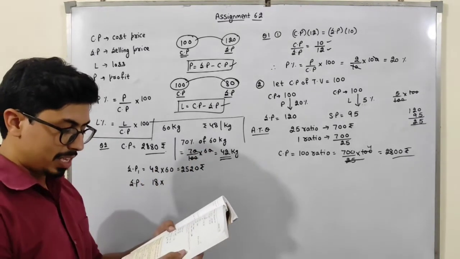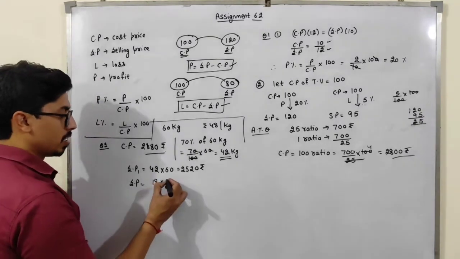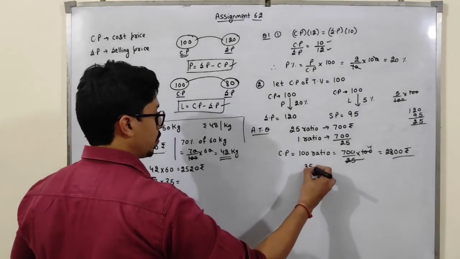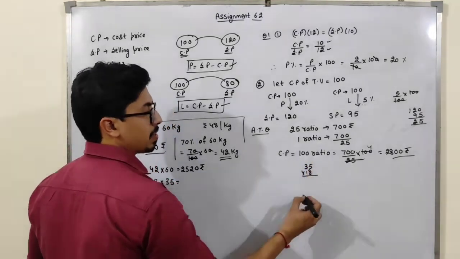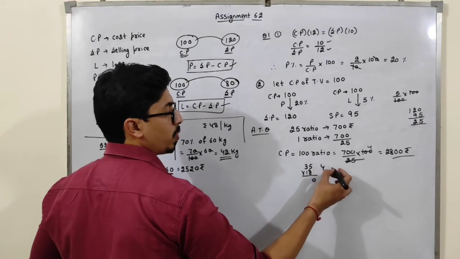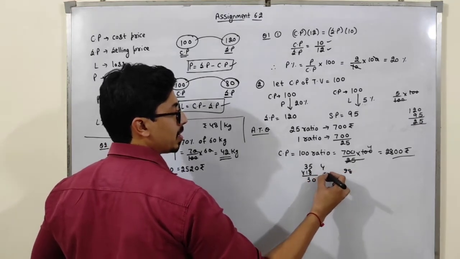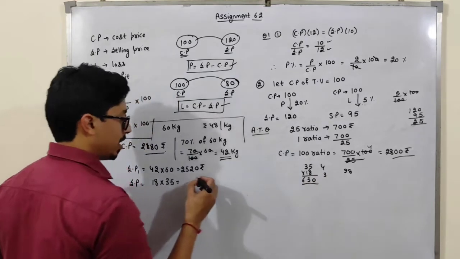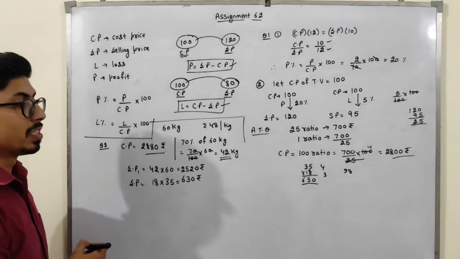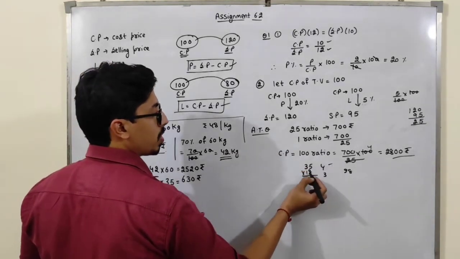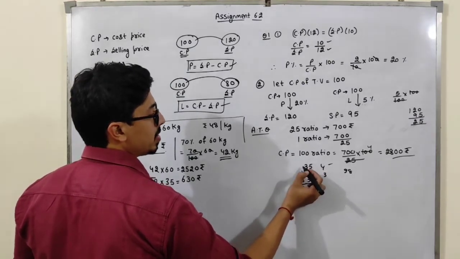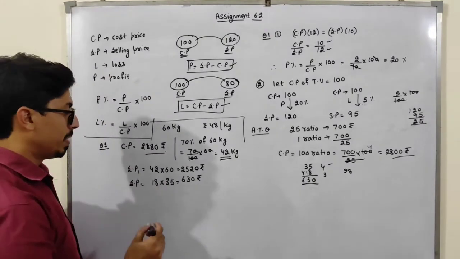18 kg of mangoes he sells for 35 rupees per kg. So if I just multiply these two, 35 into 18. 8 5s are 40, 4. 8 3s are 24, 28, 33. It is 630 rupees, students.